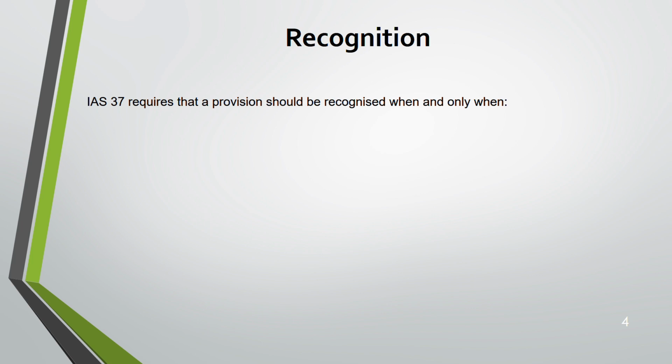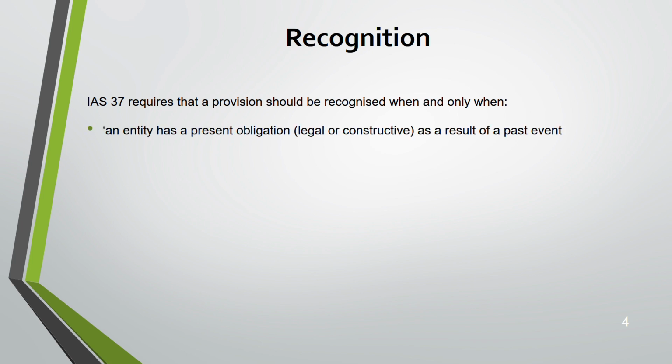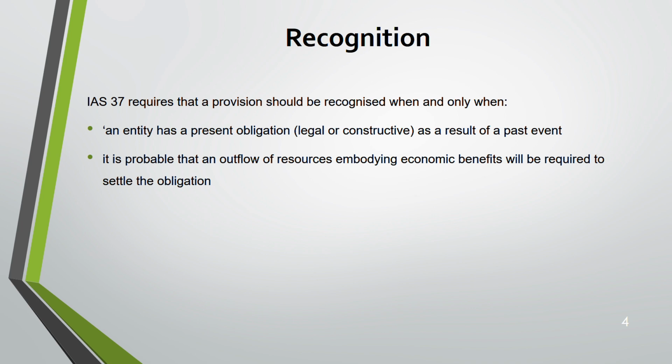IAS 37 requires that a provision should be recognized when and only when certain conditions are met. Number 1, a present obligation because of a past event. This is the same as a liability, right? That obligation could be legal or constructive. We'll shortly go through the difference, but it is either legal by the law or constructive due to past patterns. If you have an obligation, then a provision needs to be recognized, and there is a high probability of an outflow of cash. If these conditions are not satisfied, you do not recognize a provision. It is as simple as that. And a reliable estimate of the amount.